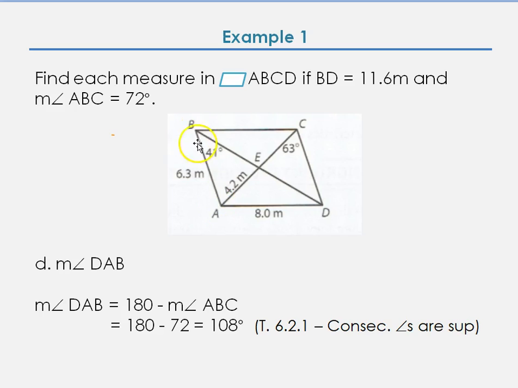Now ABC is this angle right here, and part of it shows 41 degrees, but we learned up here in the instructions that the whole angle is 72. And we can do several things with this, but if we know that this angle is 72, we know that its consecutive angle, angle A, has to be 180 minus 72. So 180 minus 72 is 108 degrees. So angle DAB equals 108 degrees.